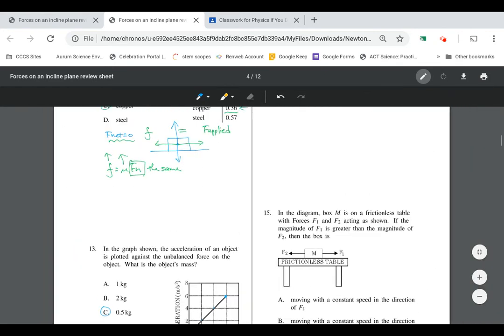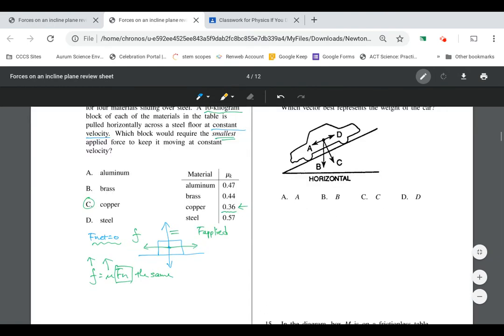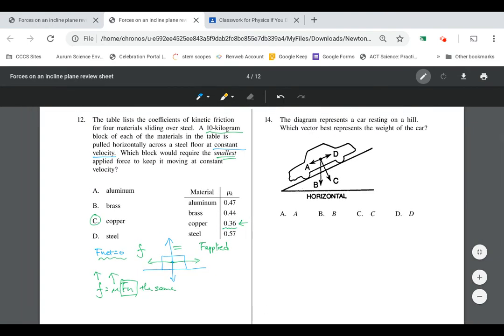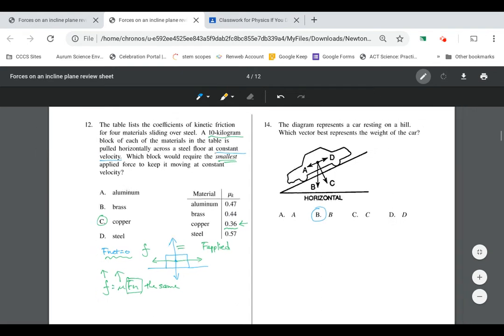Number 14. So the diagram represents a car resting on a hill. Which vector best represents the weight? Weight is gravitational force. It's always pointing straight down. So it's B.